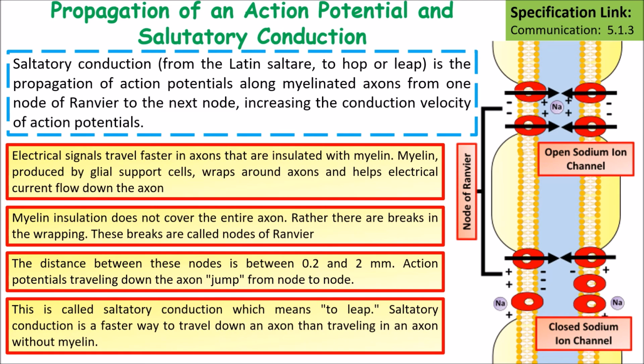Myelin insulation does not cover the entire axon; rather, there are breaks in the wrapping. These breaks are called nodes of Ranvier. The distance between the nodes is between 0.2 and 2 millimeters. An action potential traveling down the axon jumps from one node to the next. This is called saltatory conduction, which means to leap. Saltatory conduction is a faster way to travel down the axon than traveling in an axon without myelin.